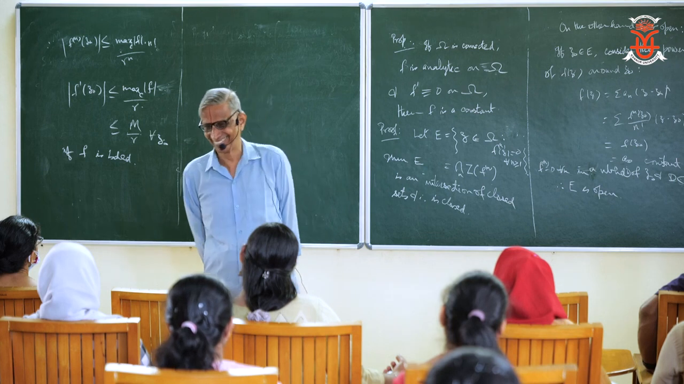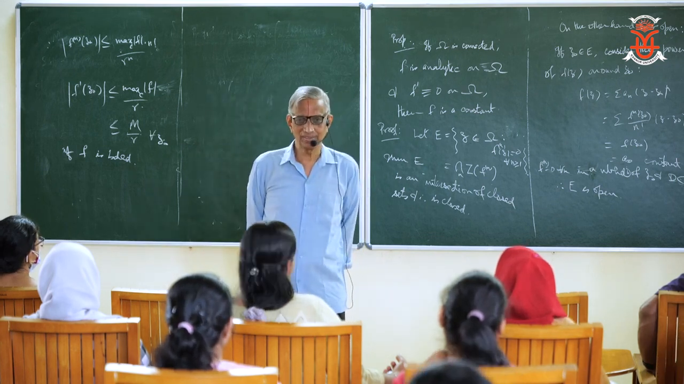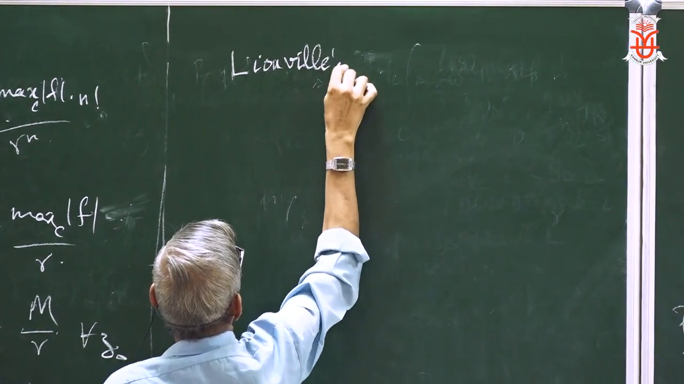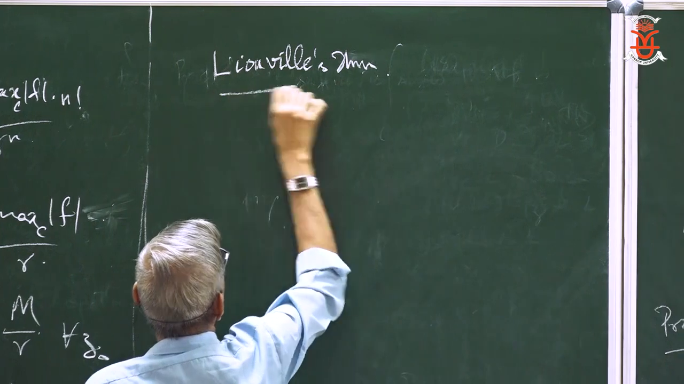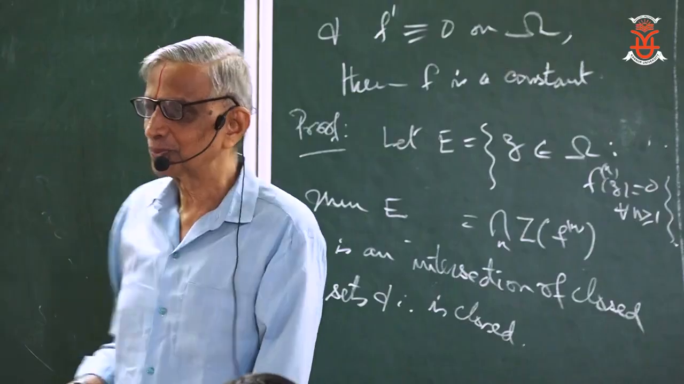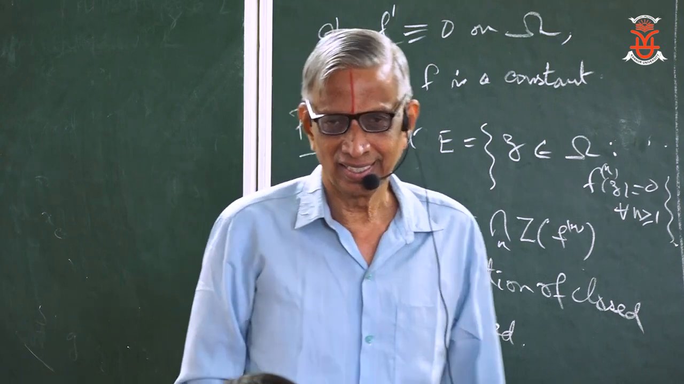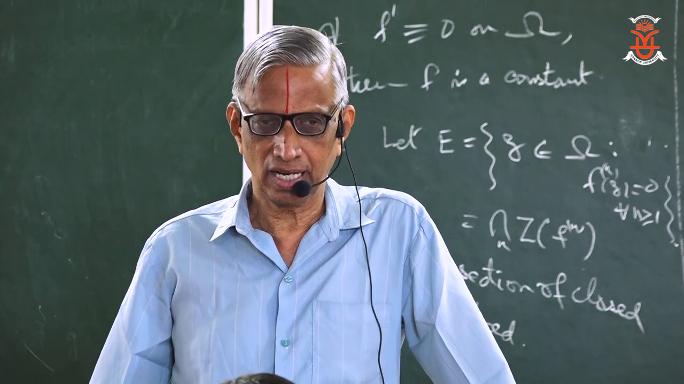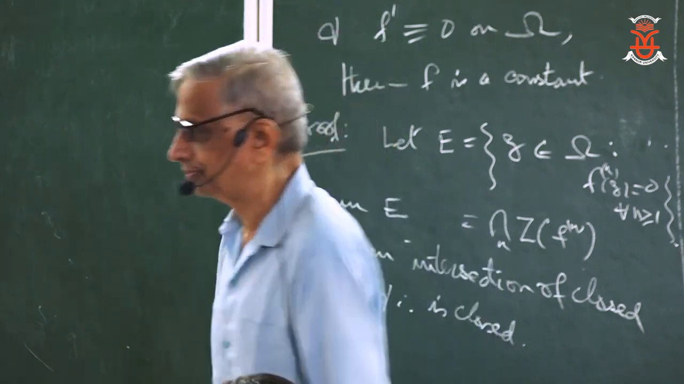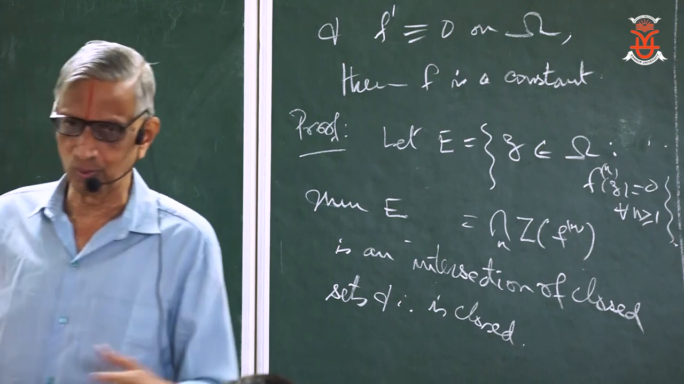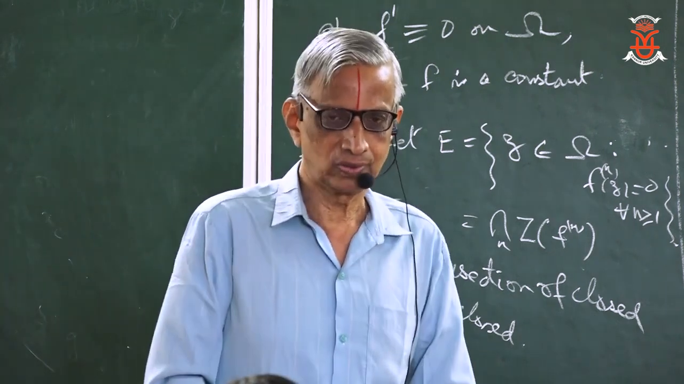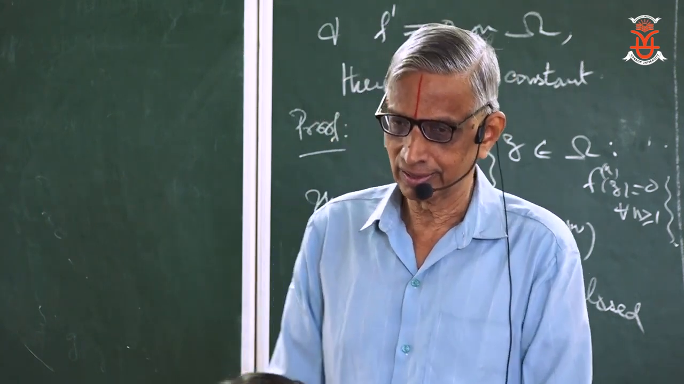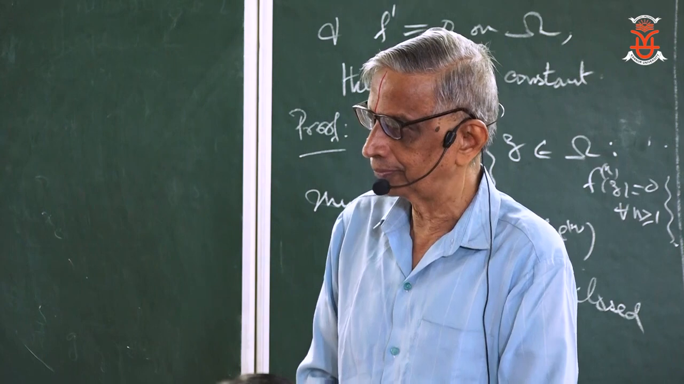What is this? What is this known as? So what does this say? A bounded entire function is a constant. A function which is analytic in the whole complex plane and which is also bounded must be a constant. There are no non-constant entire functions which are bounded.